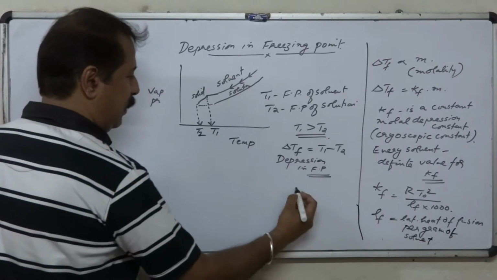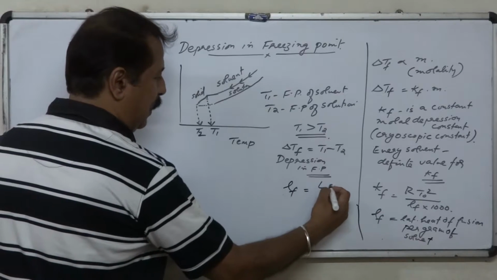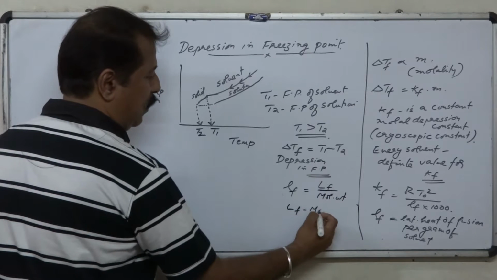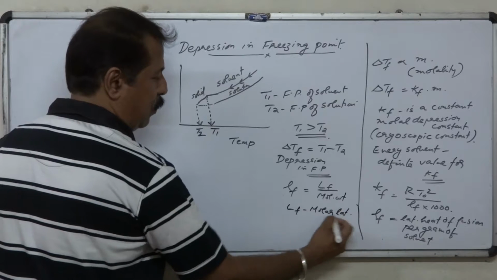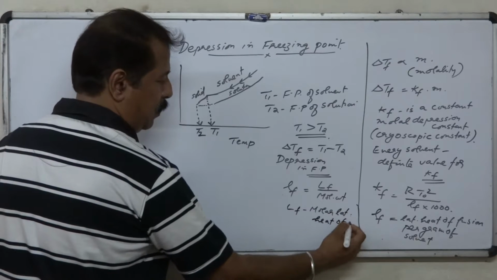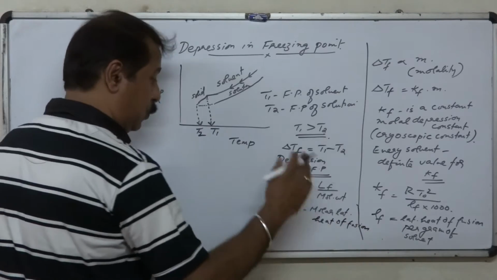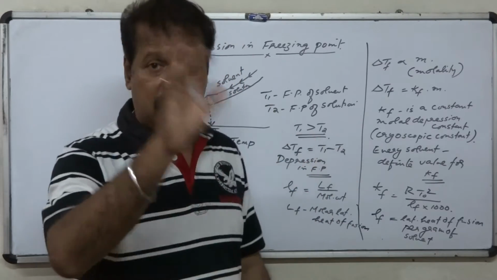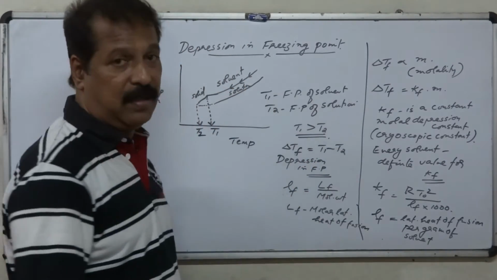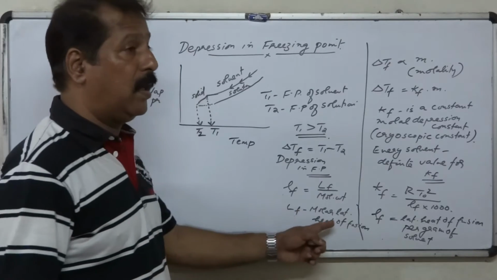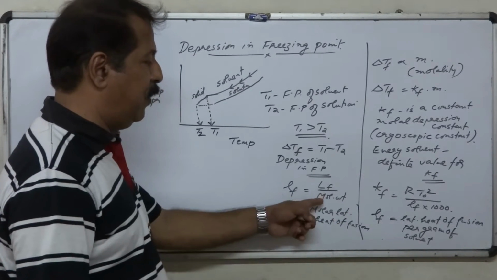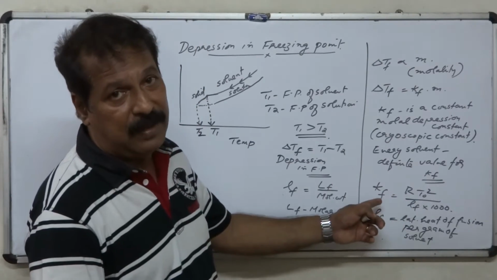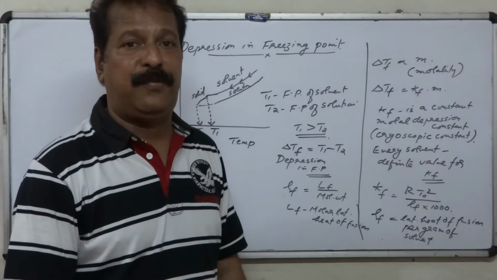You can calculate small lf by capital Lf divided by molecular weight. So what is capital Lf? The molar latent heat of fusion of the solvent. That means the heat required to convert 1 mole of solvent from liquid into solid state, or from solid state to liquid state, that is the molar latent heat of fusion. So capital Lf divided by molecular weight gives small lf. Substitute small lf here, and you will get the value of Kf. And every solvent has a definite value for Kf.